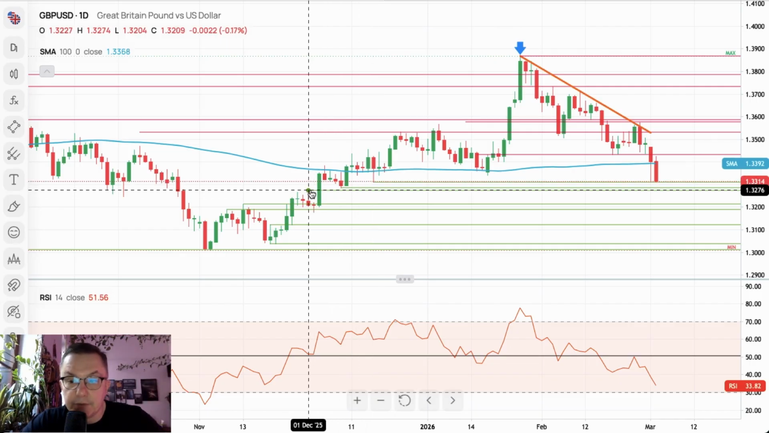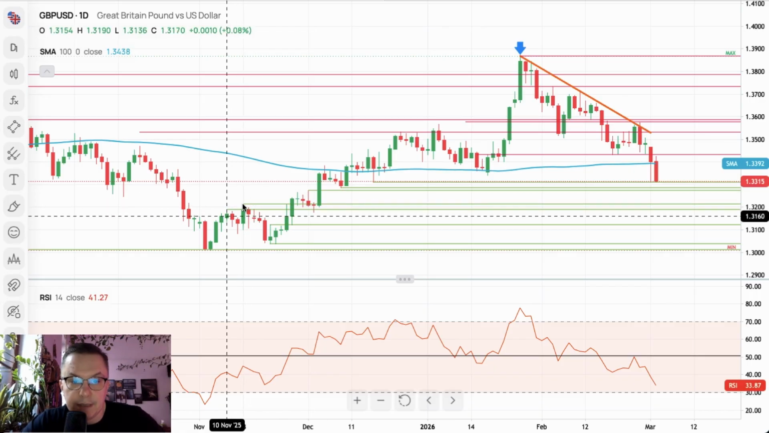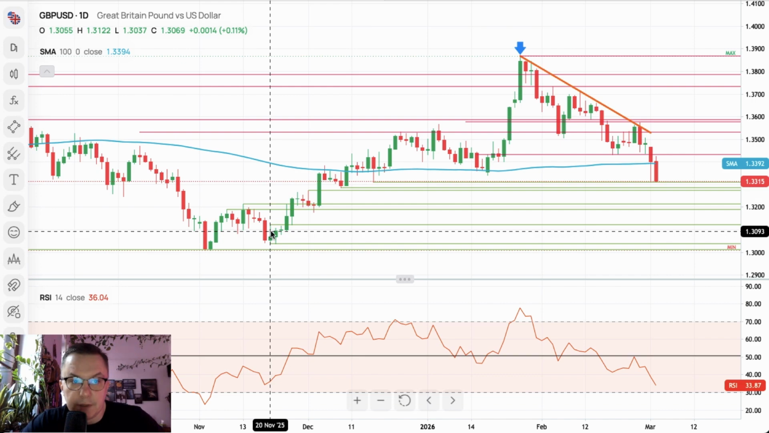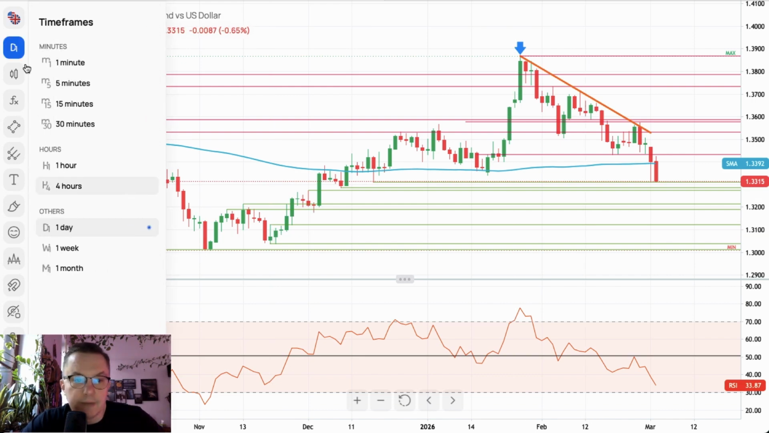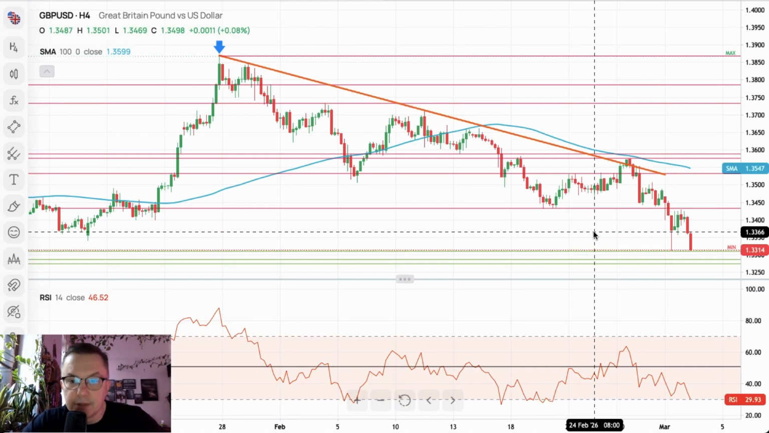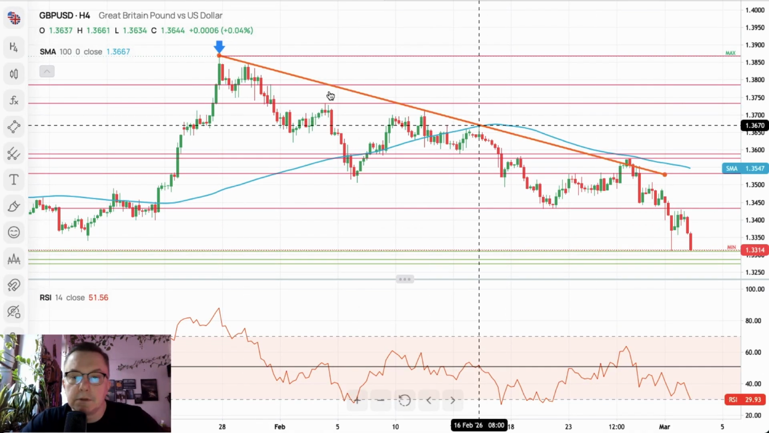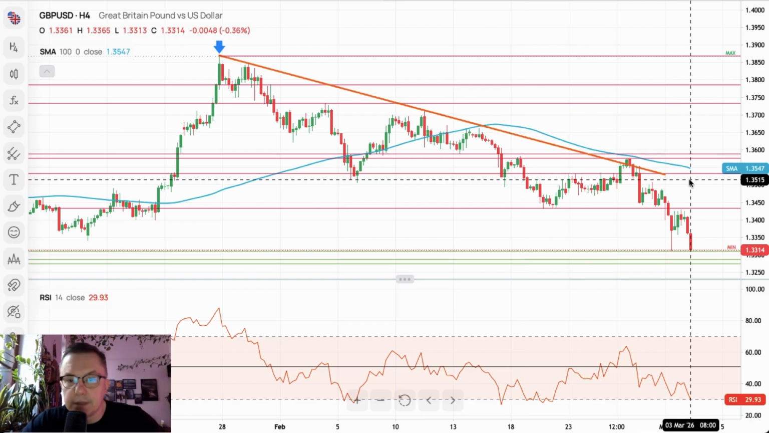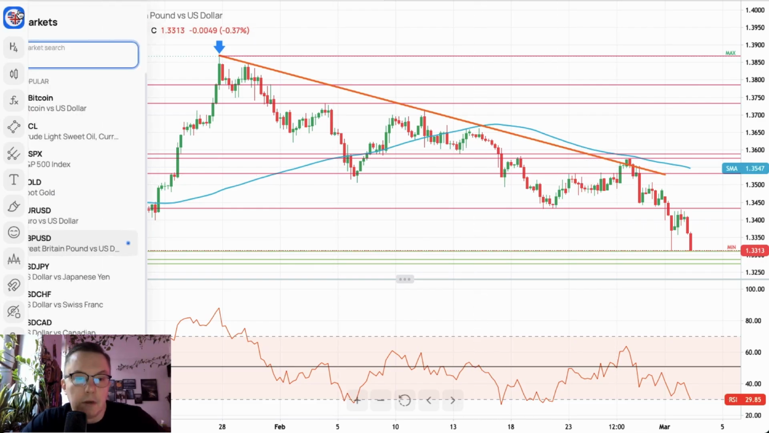Next target 1.3276, then 1.3214, 1.3190, eventually 1.3122. So there's plenty of levels to the downside. Nevertheless, none of them is strong enough. Our analysis related to the rejection of the trend line was spot on. The market continues to slide lower.